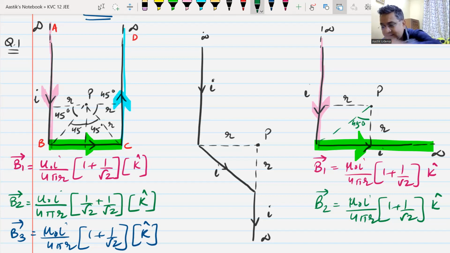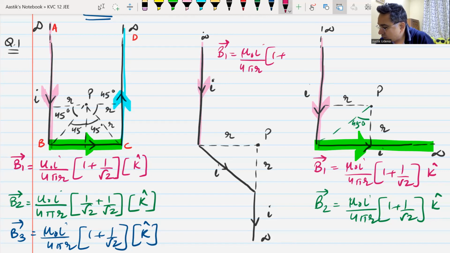Do we understand how I got this? Okay, fine. Then remains the third wire. Now, let me make it pink. This pink wire is the same as all the three pink wires. The point is the same, so the magnetic field due to this pink wire is also going to be the same. Let me write it once again. Mu naught I by 4 pi r into 1 plus 1 by root 2, and the direction will be k. No points for guessing this one.